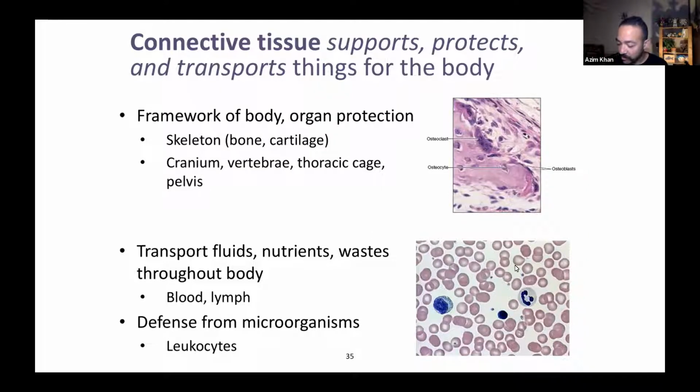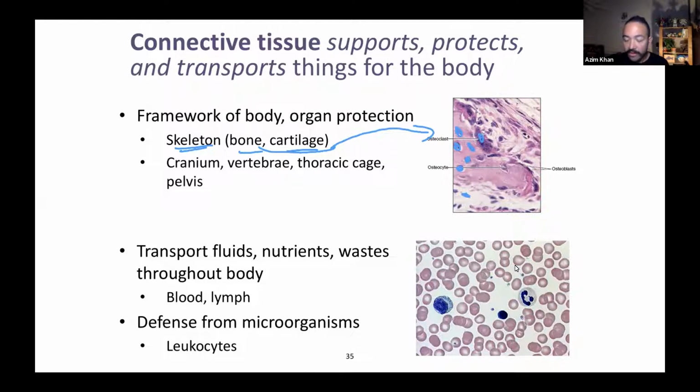Connective tissue can serve as a framework, like your skeleton, made of bone and cartilage. Pictured here is bone, actually. You can see how the cells are spaced out, and then there's stuff in between. It's very hard and supportive.